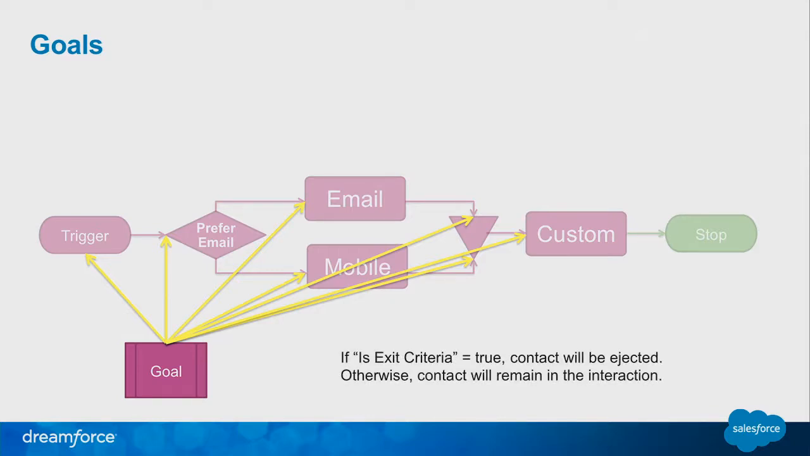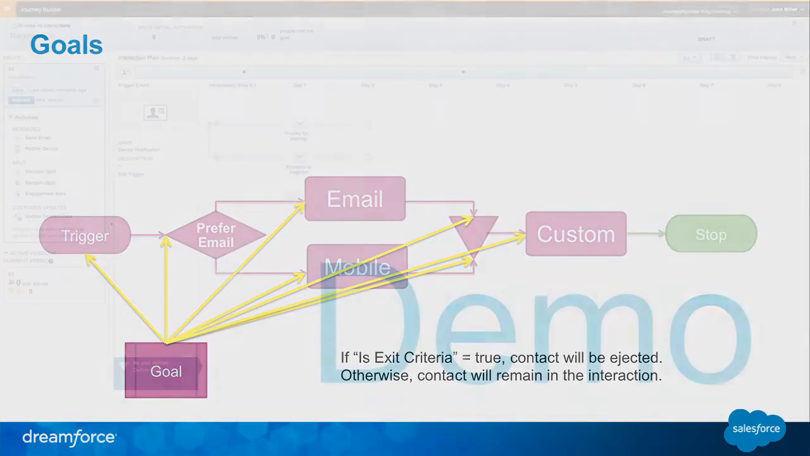So one more piece with goals. Goals can also have the condition as exit criteria. So if I meet the goal, I want to eject you from the interaction. I don't need to send you an email 10 days later saying, oh, please register, if you're already confirmed. So I eject that contact.